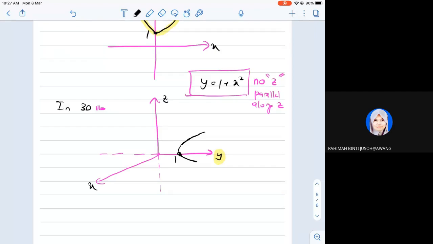So now dia parallel sepanjang paksi Z. You dah tahu dah tadi dia tak ada Z. So dia parallel along Z. Z ni menegak paksi Z kan? Alright. So what we should do is you tarik je sama ada ke atas ataupun ke bawah. Let's say saya tarik ke atas. So I will have something like this. Ingat kalau nak tarik ke bawah pun boleh. Panjang sebelah, pendek sebelah. So panjang cantumkan dengan panjang, pendek cantumkan dengan pendek. Macam tu.